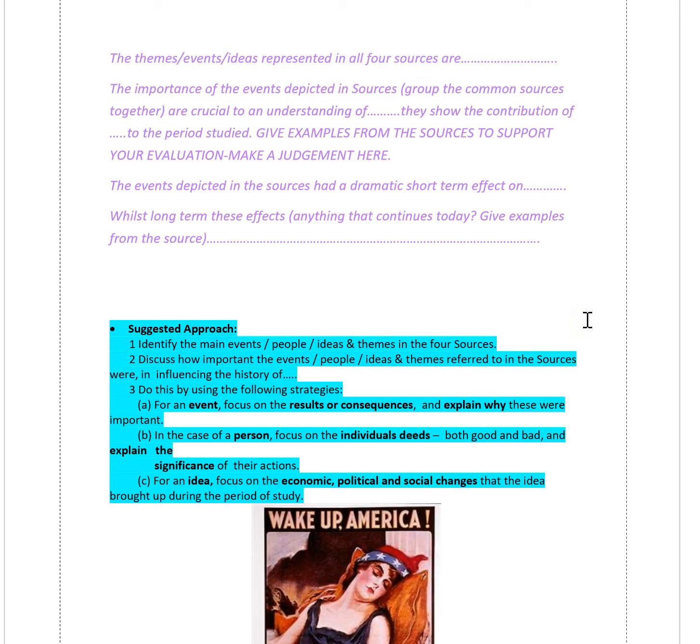Okay, so you just want to outline your theme, events, and ideas represented, and then you've really got to look at the importance. So the next sentence will be the importance of the ideas depicted in the sources, and group them together. So you might go, the importance of the ideas depicted in source 1 and 2 is that it shows the idea that Hitler was a charismatic speaker. This is crucial to an understanding of the early Nazi period, to get a better understanding of how Hitler may have worked to gain support and to gain standing within the Nazi party.